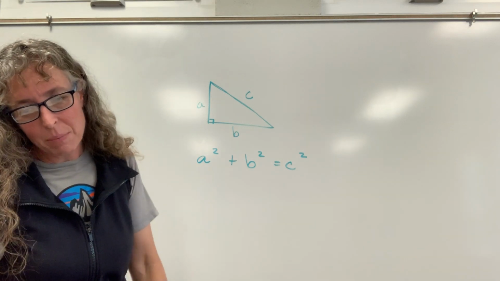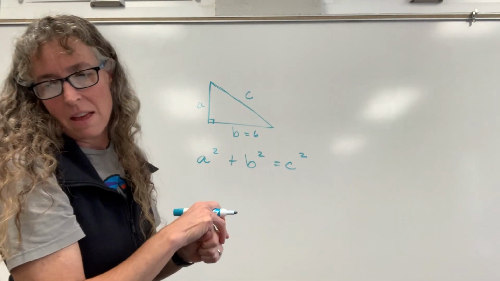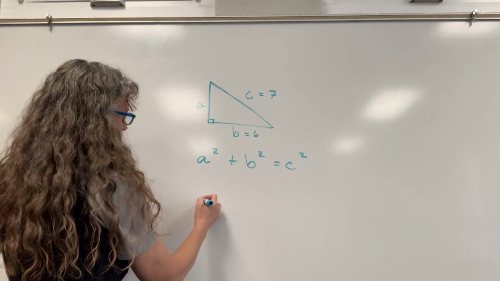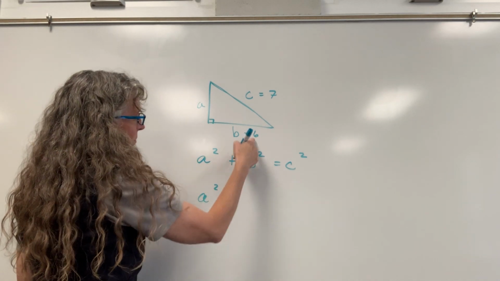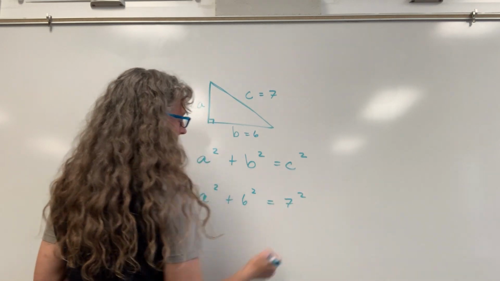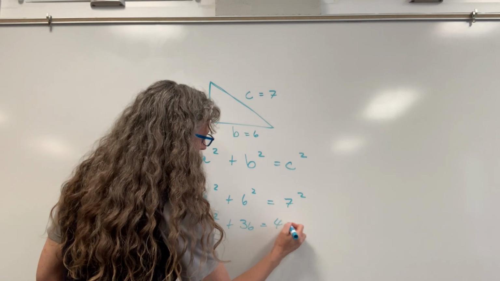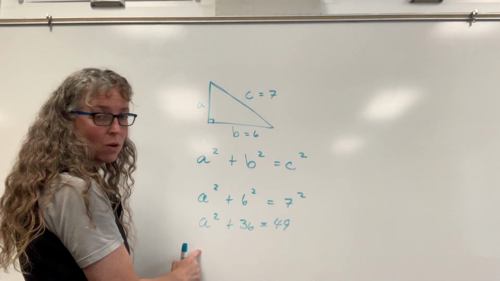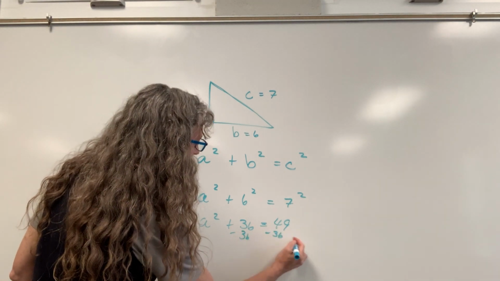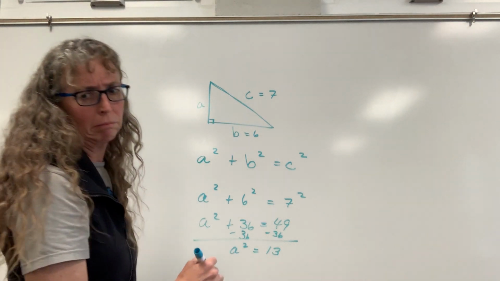Okay, so for example, number 1, they tell you that b is 6 and that c is 7, and they want you to find a. So we don't know a. We plug in our b squared and our c, and we square that. So let's go ahead and fill that in. That would be 36. That would be 49. Now we have to solve for a. So we're going to subtract our 36. A squared is going to be 13.